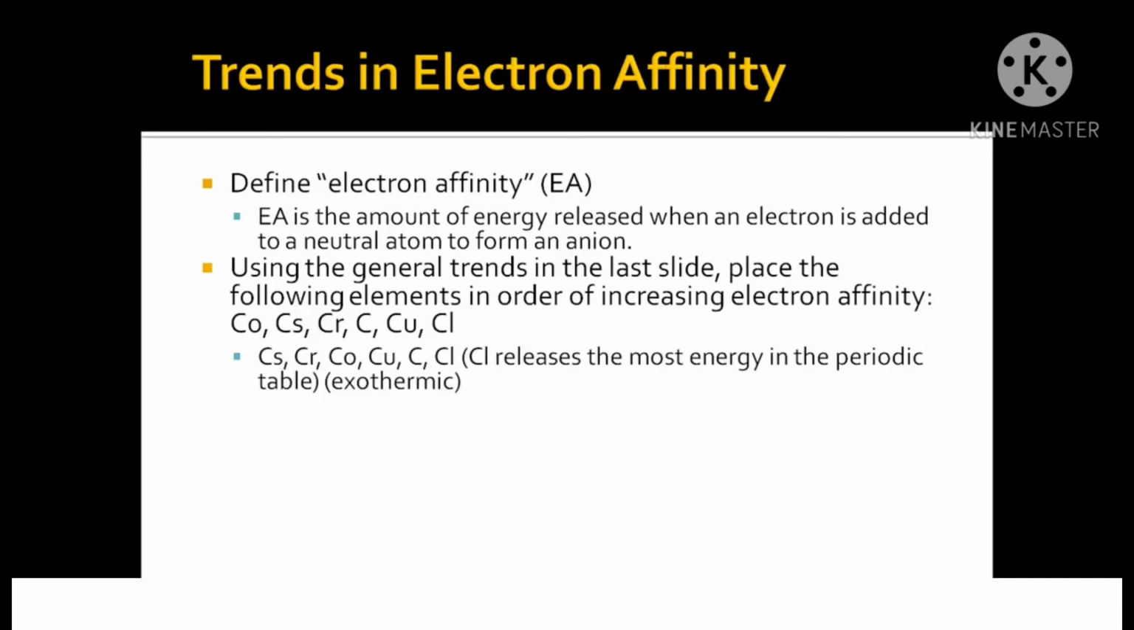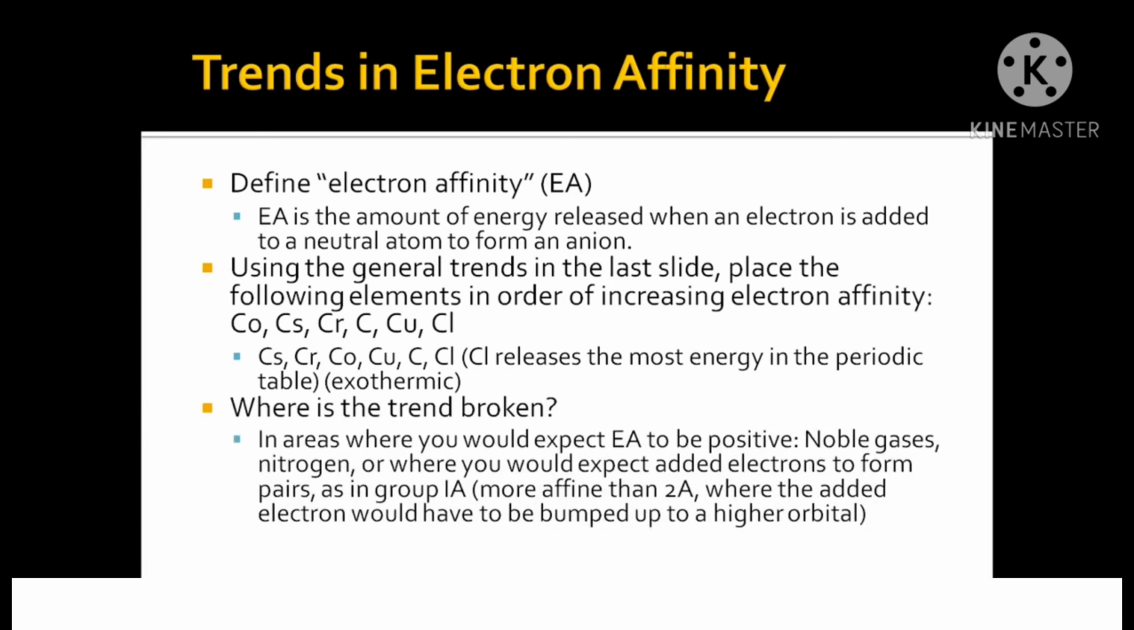Here's the list: cesium, chromium, cobalt, copper, carbon, and chlorine. So chlorine releases the most energy in the periodic table for electron affinity in this list of elements. That makes it exothermic. Where is the trend broken?